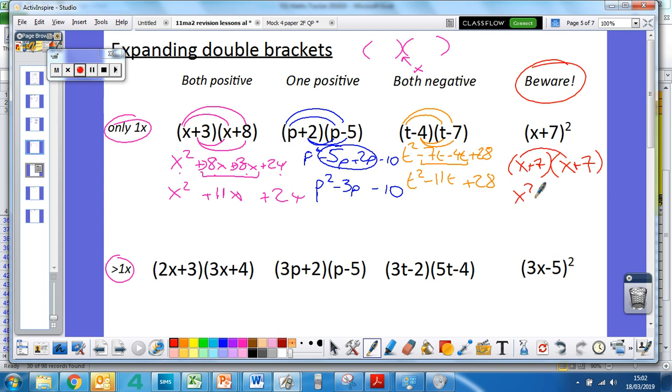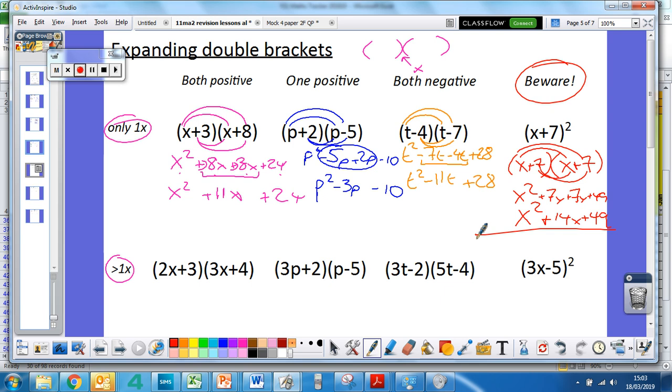X squared plus 7x plus 7x plus 49. So x squared plus 14x plus 49. You need to be really careful that you rewrite it. So there you have 4 slightly different questions, all using the same technique.